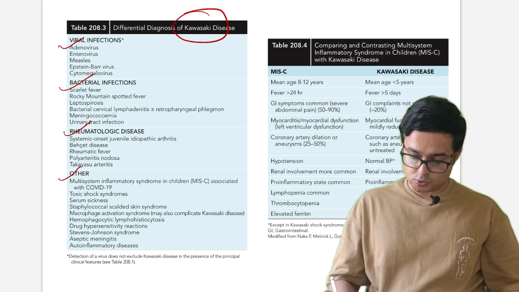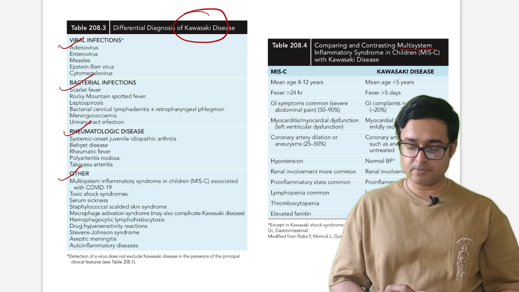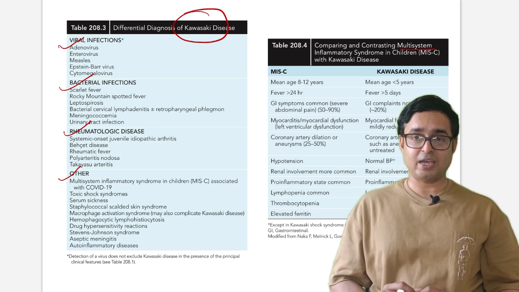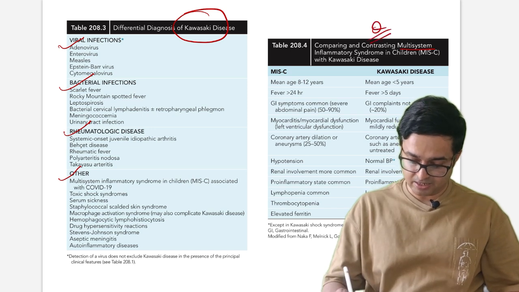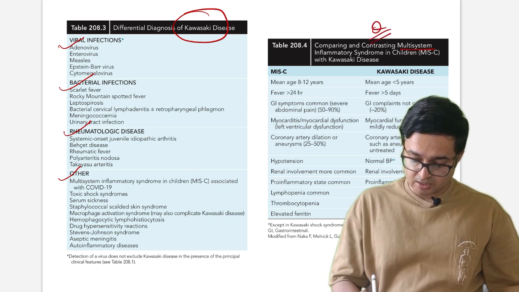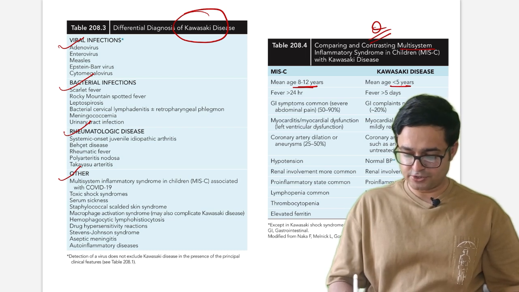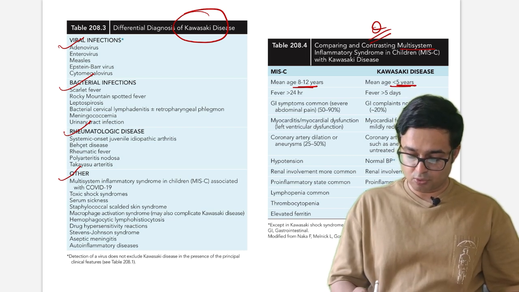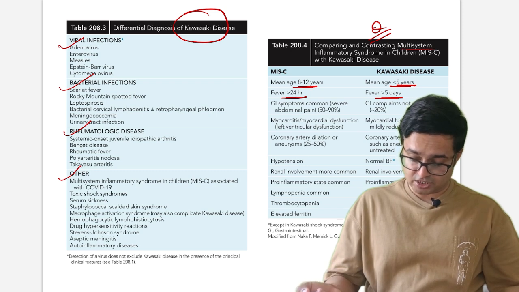Okay, so multi-system inflammatory syndrome. So this syndrome, have you heard of it much in COVID? MIS-C syndrome. We have to actually differentiate it from Kawasaki. So just an important table. In MIS-C generally the age is 8 to 12, but Kawasaki's age is preschool children less than 5 years. You know, in Kawasaki fever is more than 5 days, but in MIS-C, multi-system inflammatory syndrome, fever is more than 24 hours.